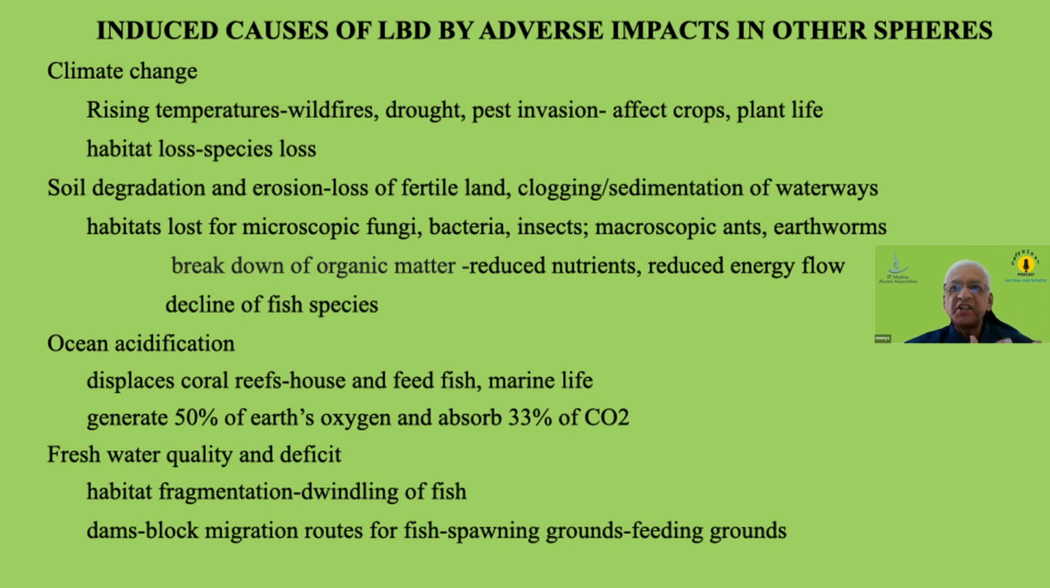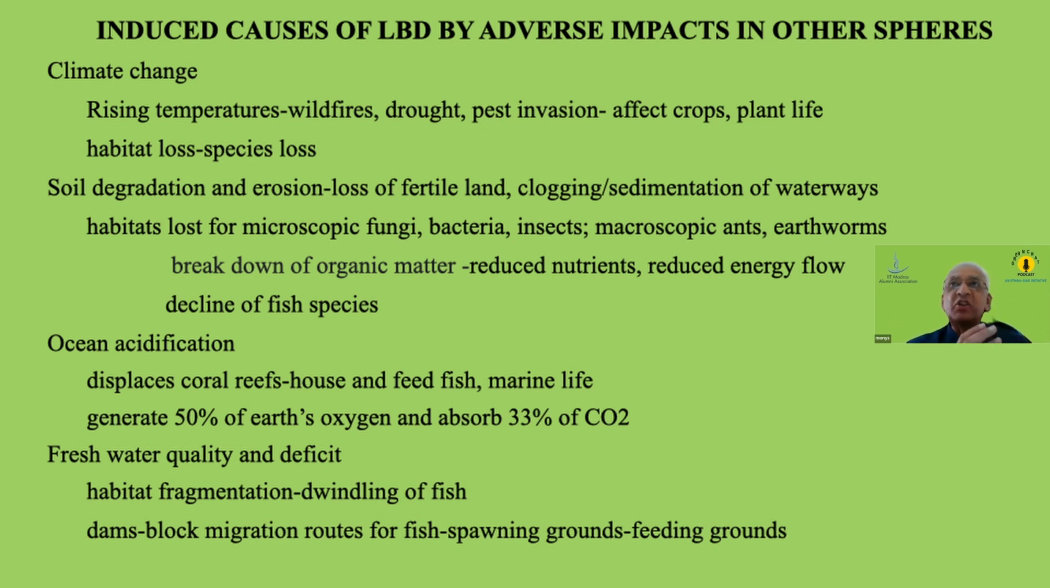The five major causes that I have discussed are really what I would call the generic causes. But apart from this, there are other causes which I would call the induced causes. These causes are induced by the adverse impacts in other spheres. Now, as we said, we have these four spheres. So the adverse impacts of the other spheres also affect the biodiversity.